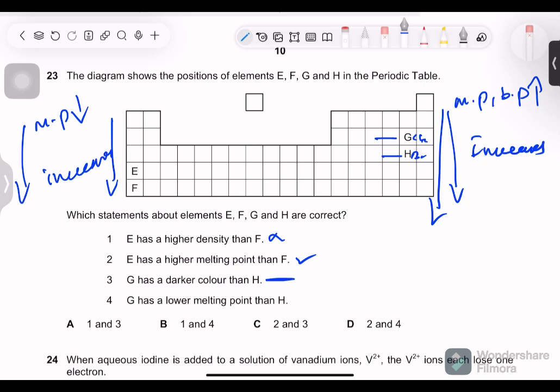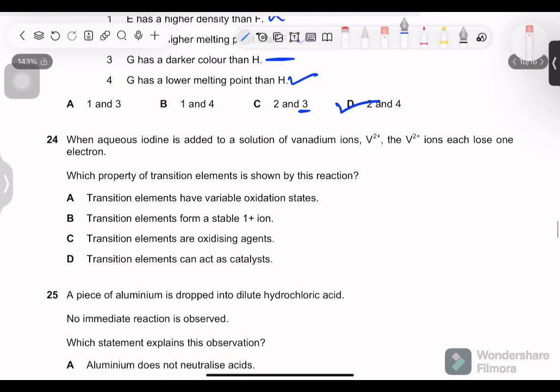The melting point increases down the group, so the substance which is above will have a lower melting point than the substance below. So this is for sure correct. So this is why it helps us to eliminate the statement 3. Option D is correct.